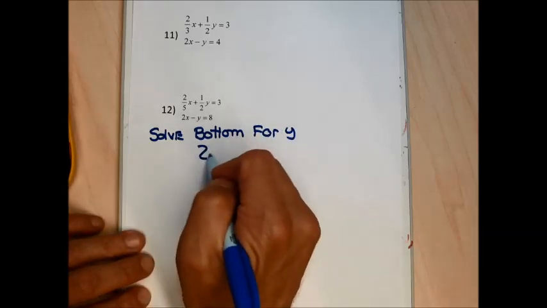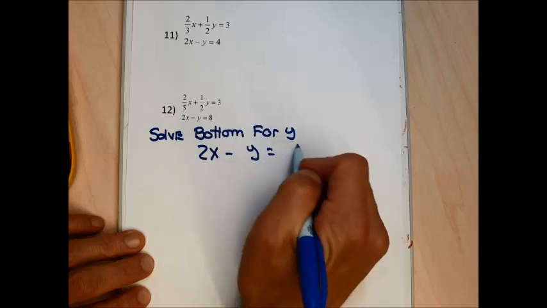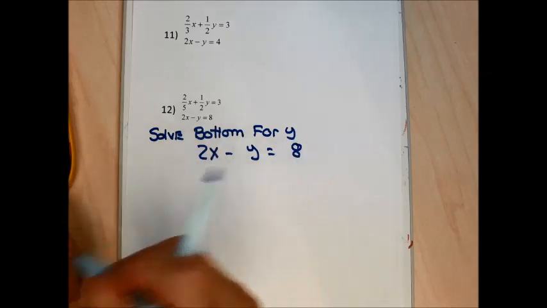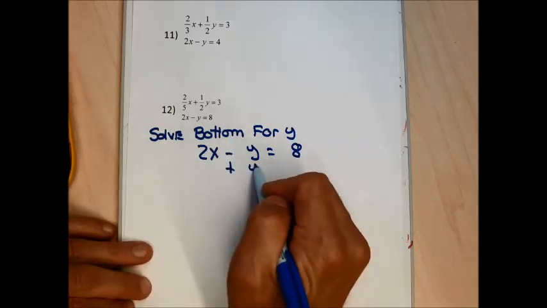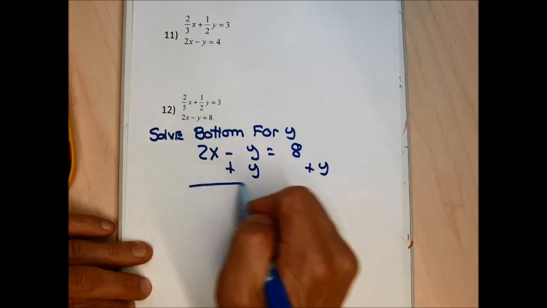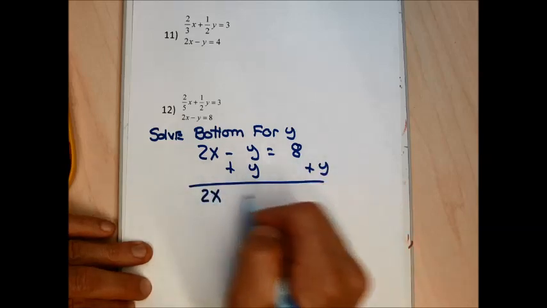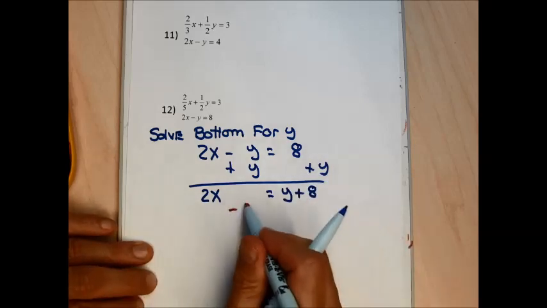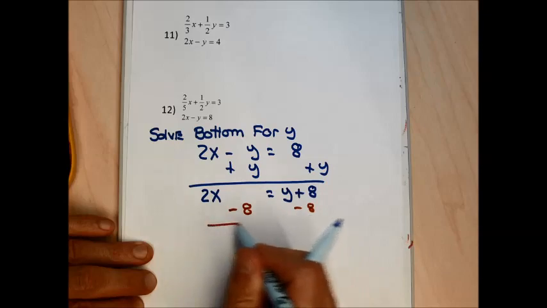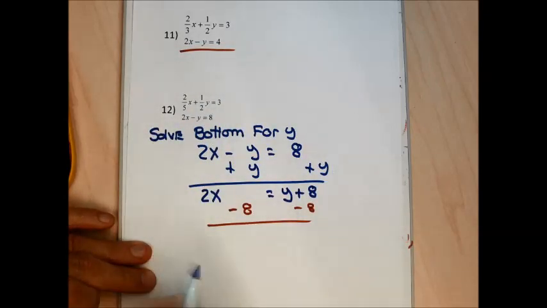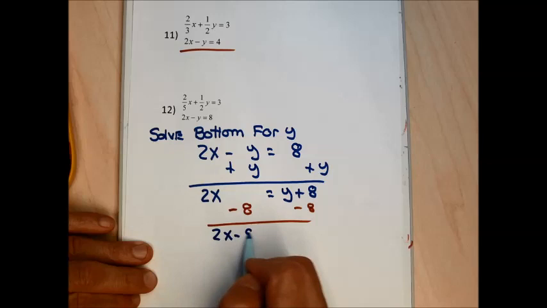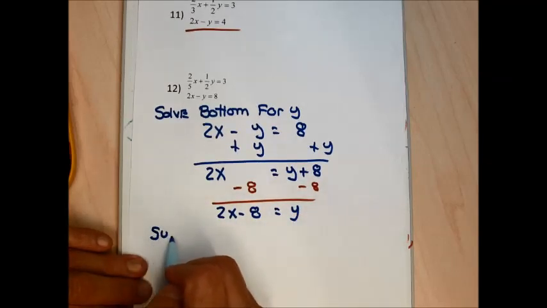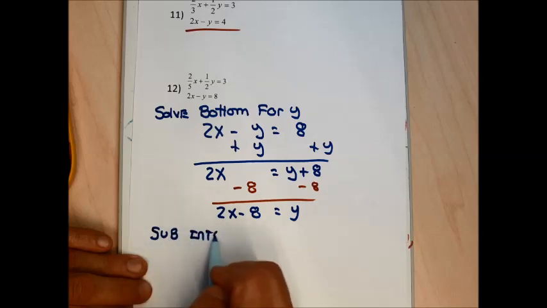So my bottom equation was 2x minus y equals 8. I want that y to be positive. I'm going to add y to both sides to get the y positive. I could have multiplied by negative 1 to do that. Adding y to both sides would give me 2x equals y plus 8. And then I can just subtract 8 from both sides. So step 1 accomplished. That's just about exactly what you should do for your step 1. Done with step 1. Step 2, I'm going to substitute into the other equation.